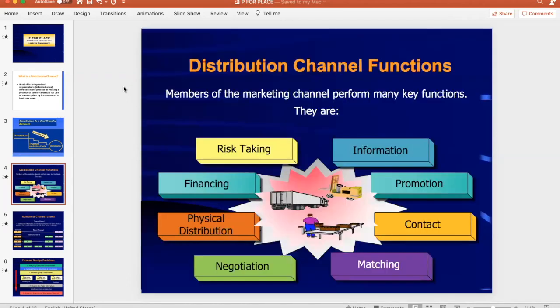The functions of distribution are to collect and provide information to the market, to promote the product they're selling as a distributor, to create contacts and customers within the market, and to offer these customers a product that is adequate and suitable, which is called matching. It also involves negotiating prices and volumes with the customers, helping with logistics, providing financing, risk taking and taking inventory, and eventually having the distributor carry the weight of this inventory for the manufacturer.